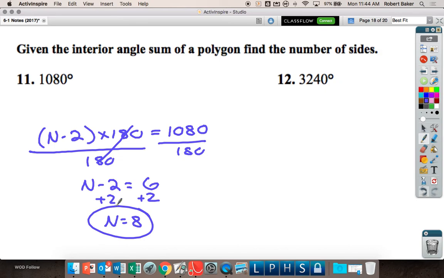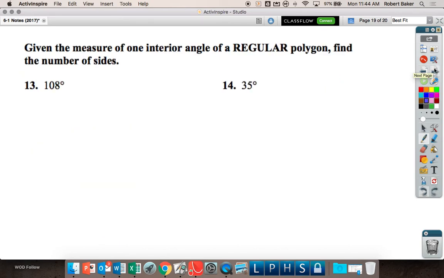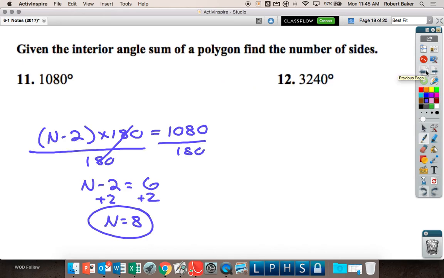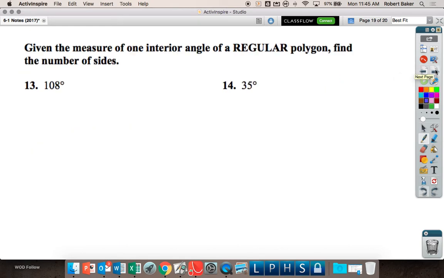I'll give you one last one. You want to see how this is supposed to work? You want to see how the book teaches this? Is it this one? Oh, it's this one. It says, given the measure of one angle of a regular polygon, find the number of sides that it has. Given the measure of one interior angle, the 108 is 5. You know that, right? You memorized it? Yeah.